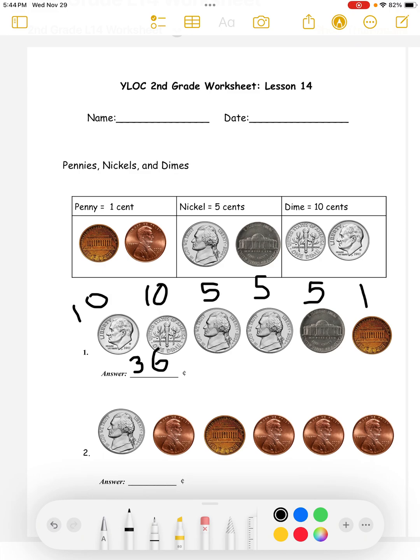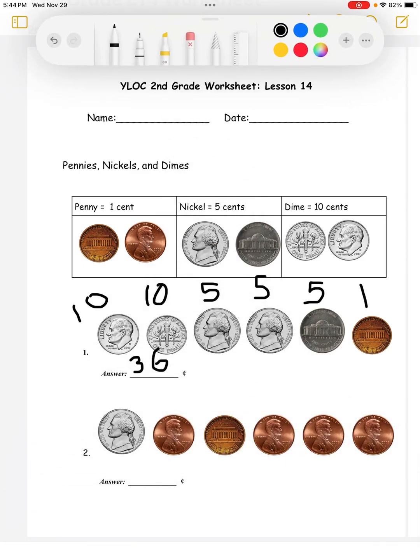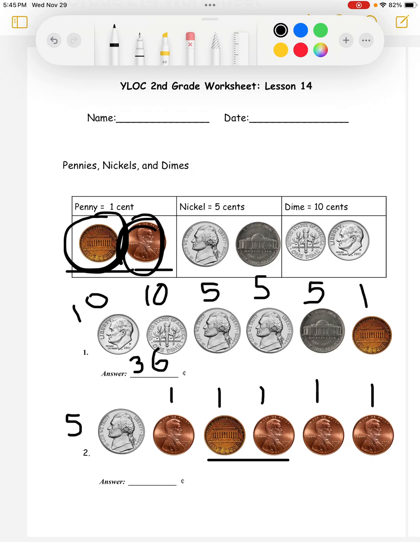And next for question number 2, we have a nickel, so we would write down 5 cents. And the rest of these, it looks like they're pennies. So let's just write down 1 for the rest. And these two look different, but they're the same. It's just flipped, as we could see here in this photo. This is the front, and this is the back. Or this is the back, and this is the front. It doesn't really matter.